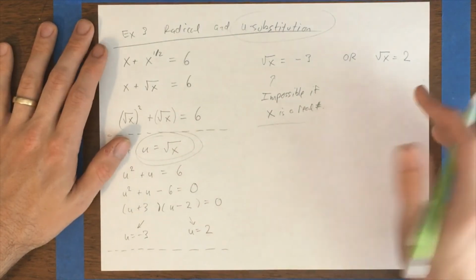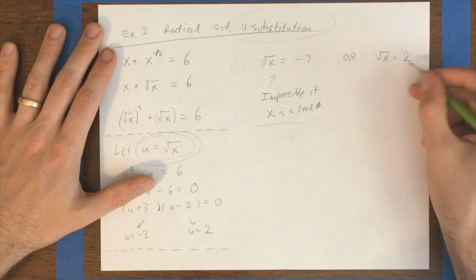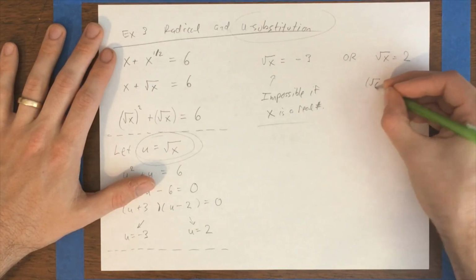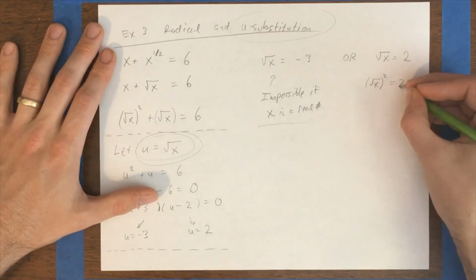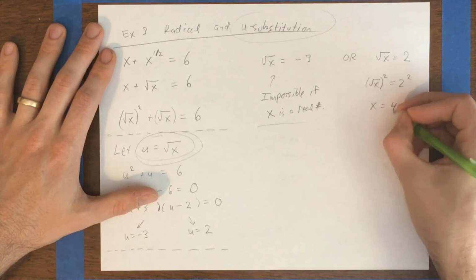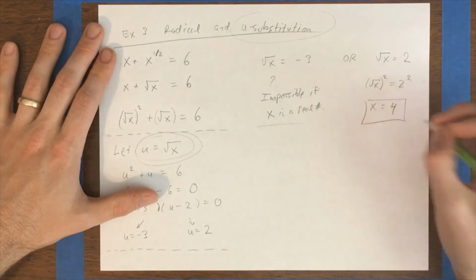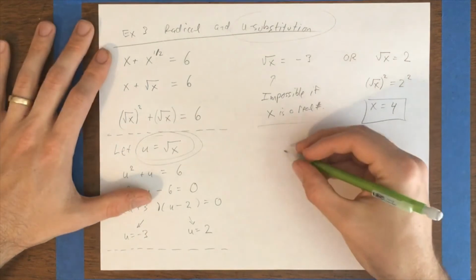So we can turn our attention to the other one. All right, the square root of x equals 2. That's possible. Let's solve for x by squaring both sides, and we get x is 4. There we go. That is the only possibility. And we can check it.